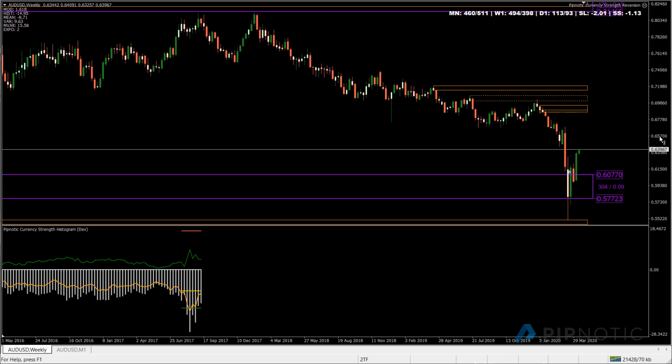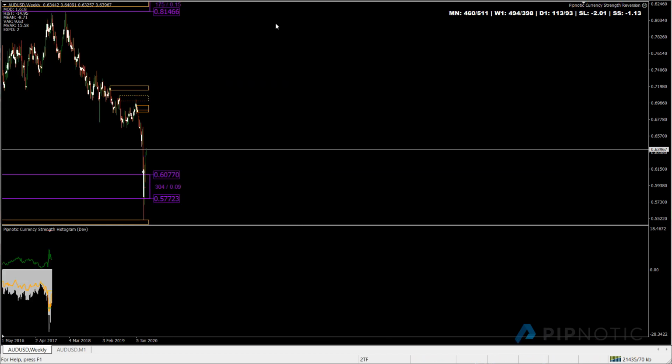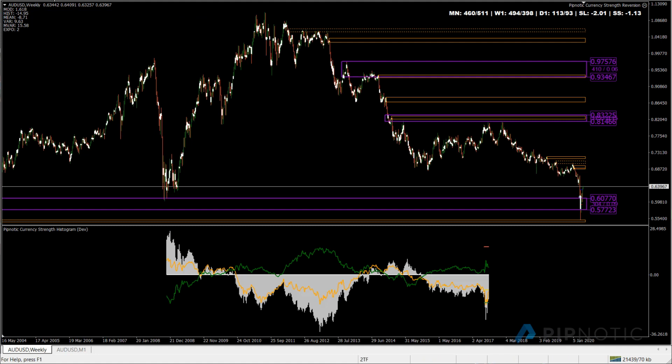Okay, so let's look at where prices can potentially going to move to. Well, notice here that on this price chart, we have some price levels roughly here.